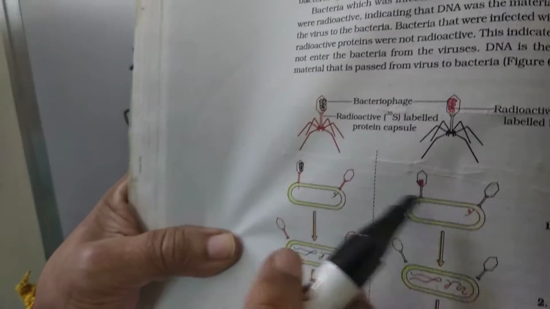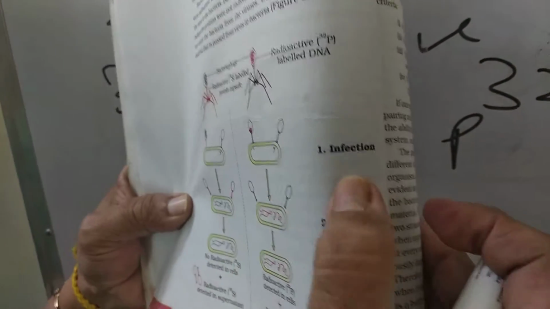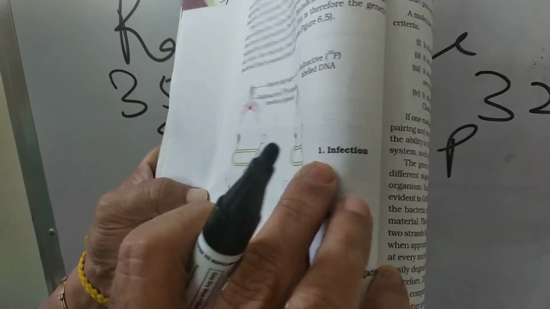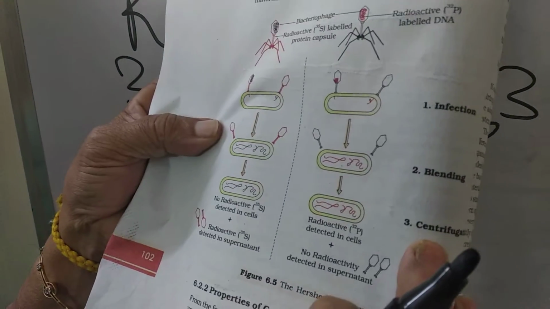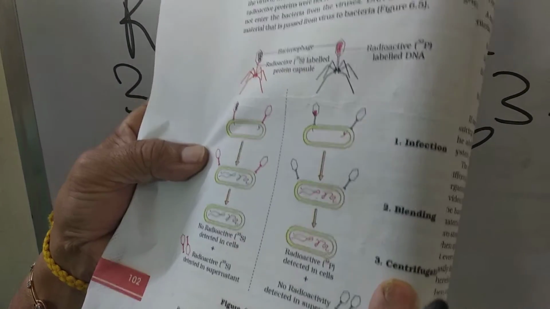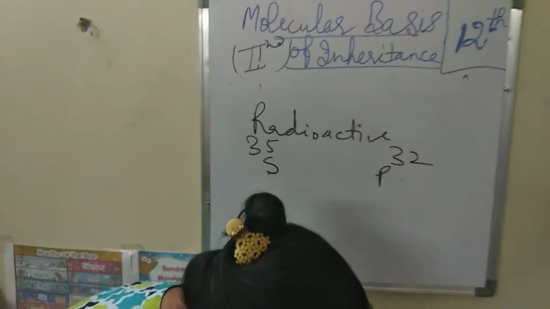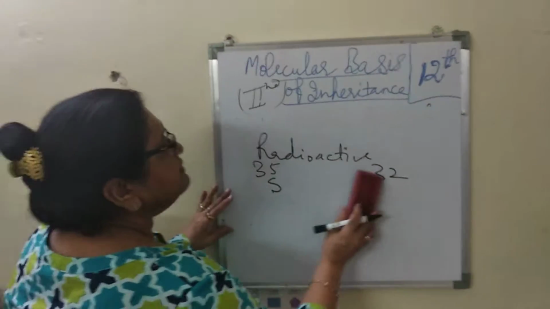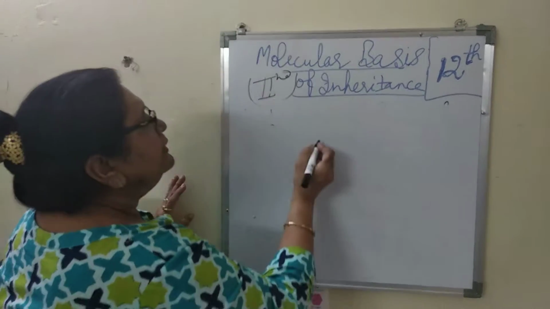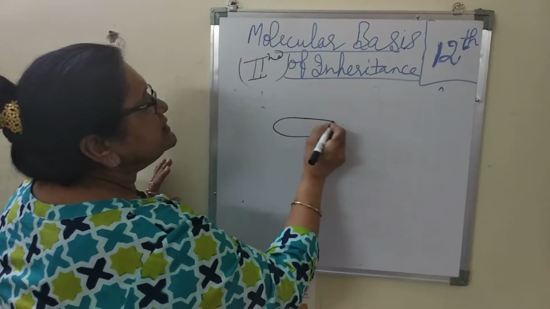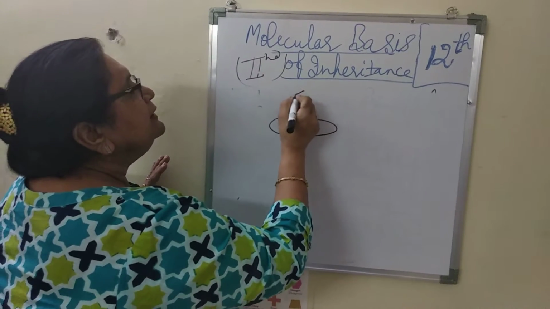They are very important. What 3 steps you have to write for the paper: one is called infection, second is called blending, and third is called centrifugation. So 3 parts. The culture was made, and after that, suppose this is a bacteria.